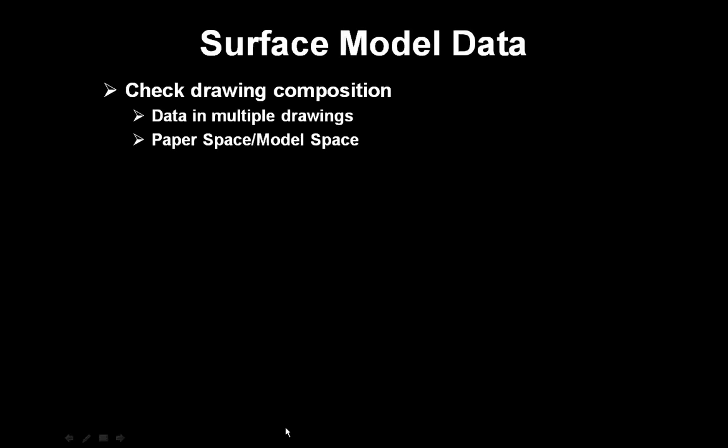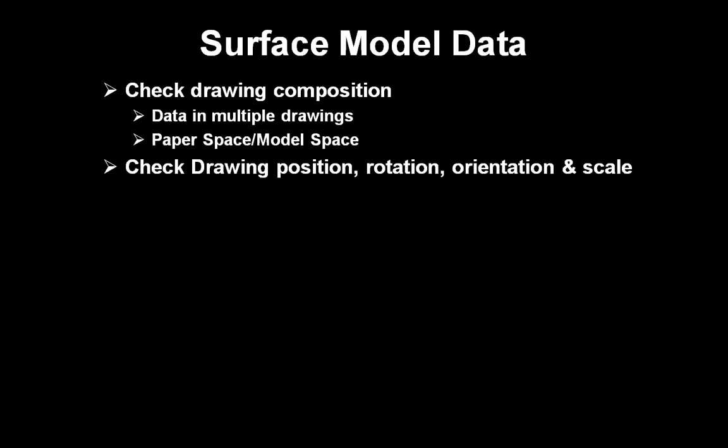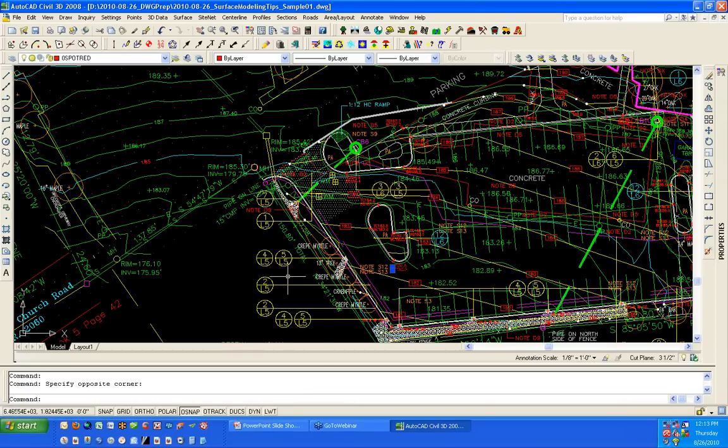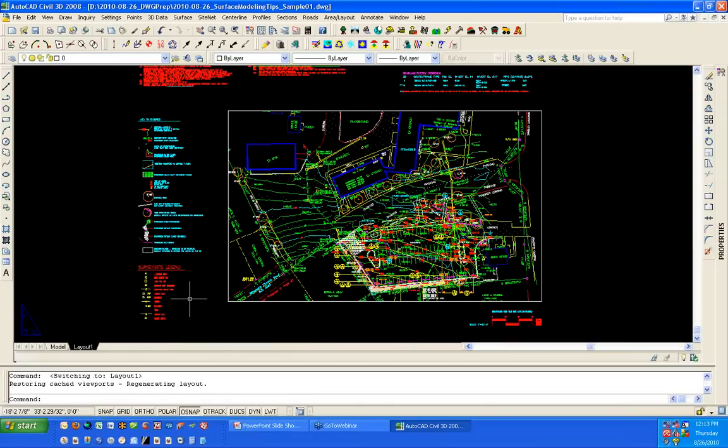So I'll switch back over to my PowerPoint, and let's look at the next one. So the next thing we want to pay careful attention to is to check the drawing position, rotation, orientation, and scale. So let's first, we'll switch again back over to the drawing. So how do I check its orientation? Well, I'm going to start off, I need to do a few checks here.